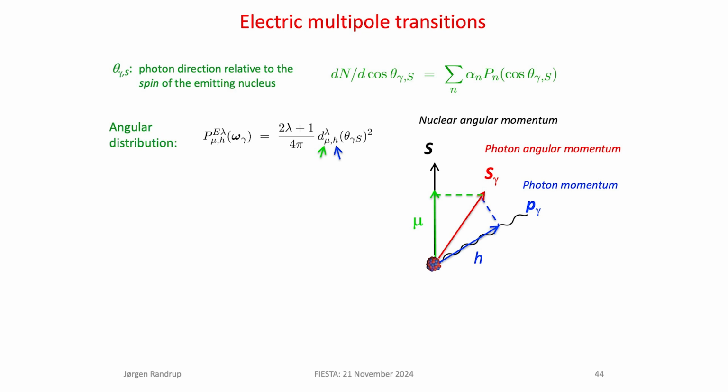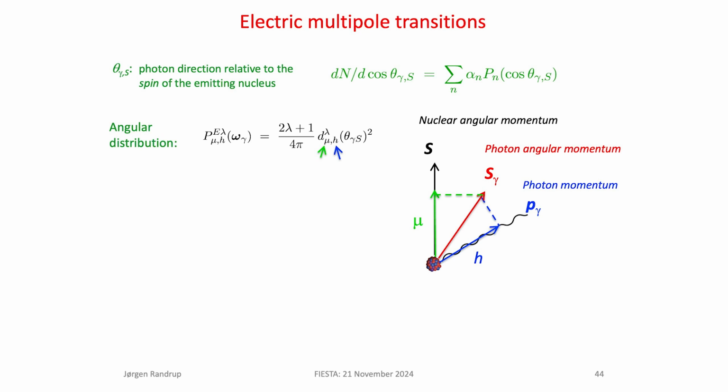The mu is like the normal mu. It is the component of the angular momentum of the photon. The photon has an angular momentum, its component along the spin. So that's mu. That's familiar. The other one, the h, that's the helicity. So that's the projection of the photon angular momentum onto its axis, right?